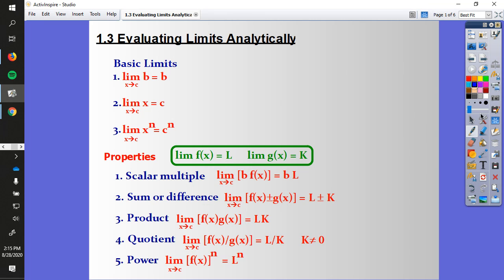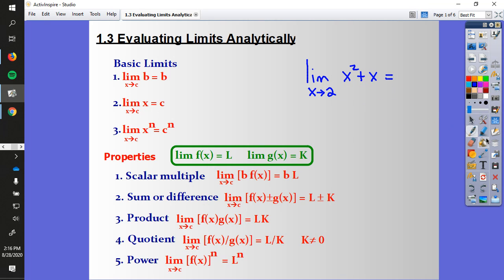It just looks really funky as we're looking at these properties. The sum or difference is just simply saying if you have a limit as we're approaching some value, and then you have something like x squared plus x, or something similar to that. What you can do is take the limit of the first one plus, in this case, the limit of the second one. And so that's what the property is saying.